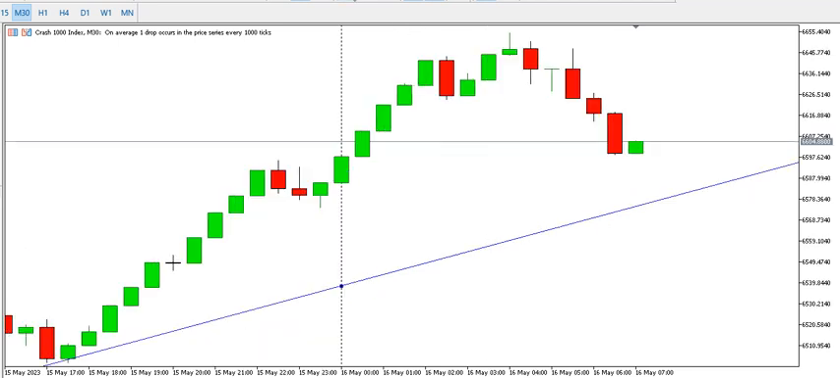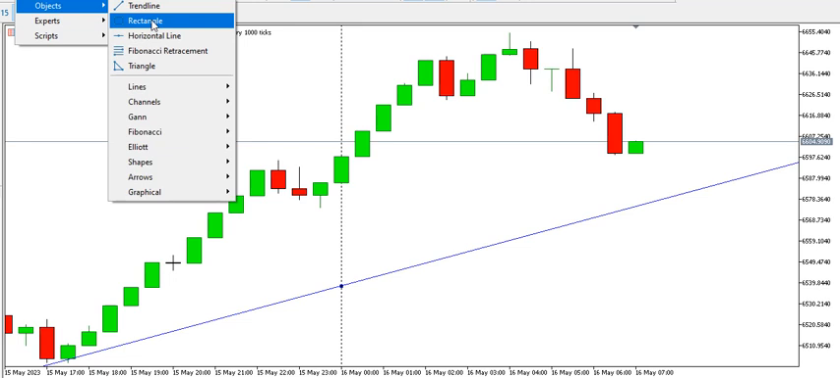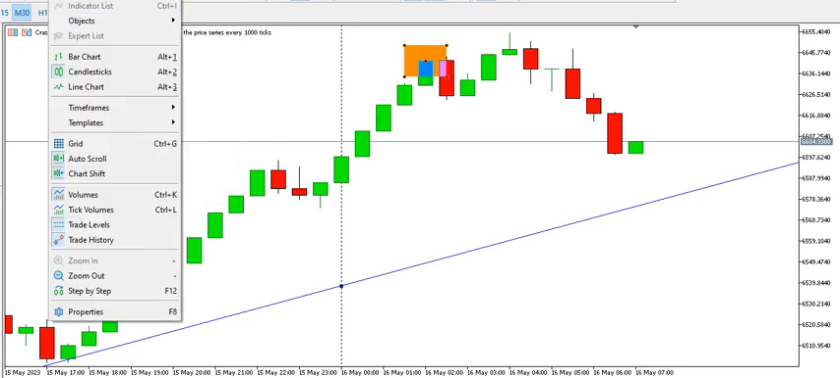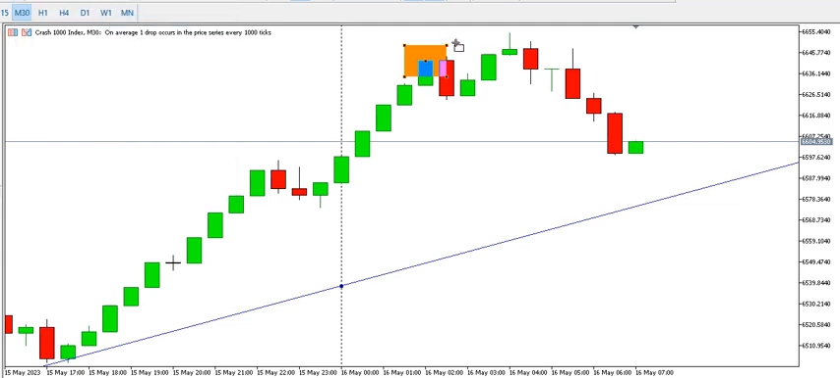But on the 30 minutes time frame, a closer look, we can see a head and shoulder pattern. This is the left shoulder, this is the head, and this is the right shoulder.